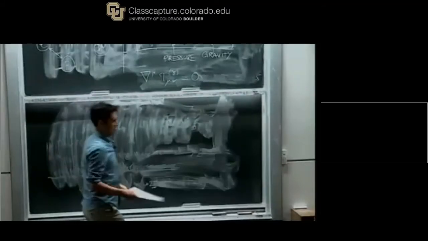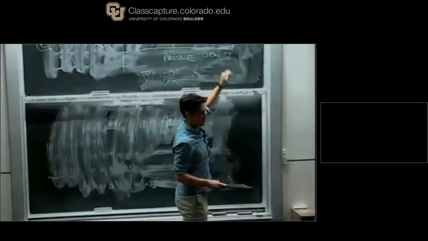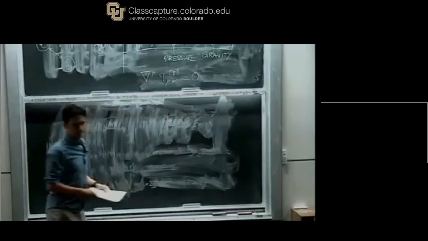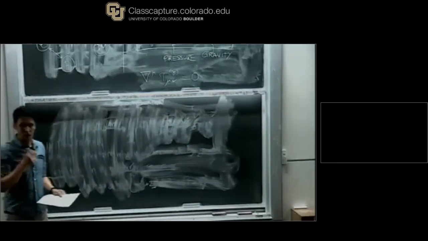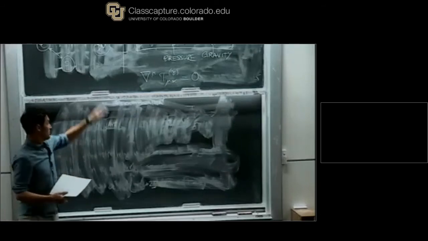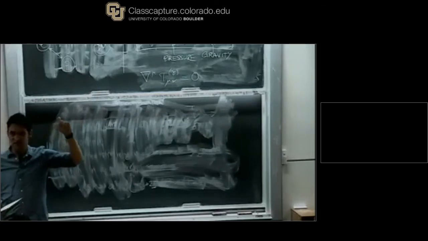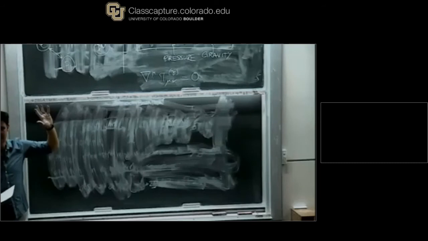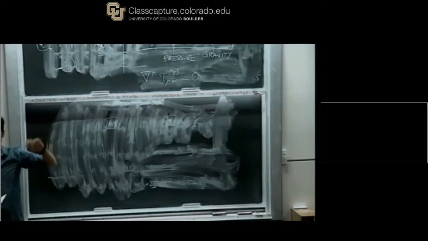So the zero-zero component leads to some kind of Poisson equation for the gravitational potential that we also have. Yes, so this equation, good point. This still misses two important effects that I'm going to come back to. And one important effect is dissipation.